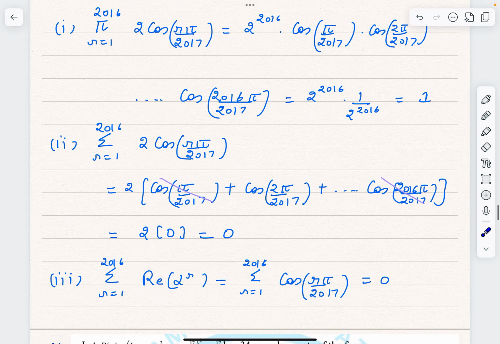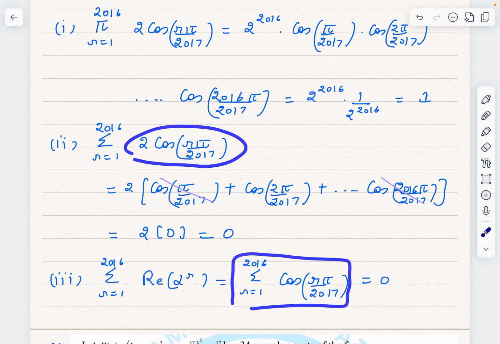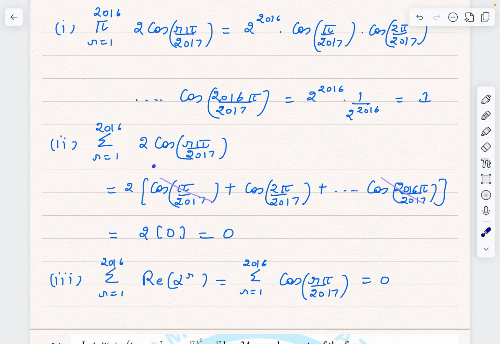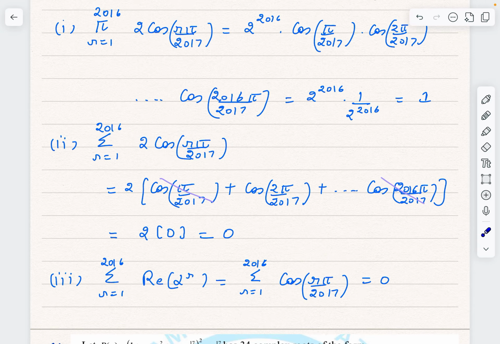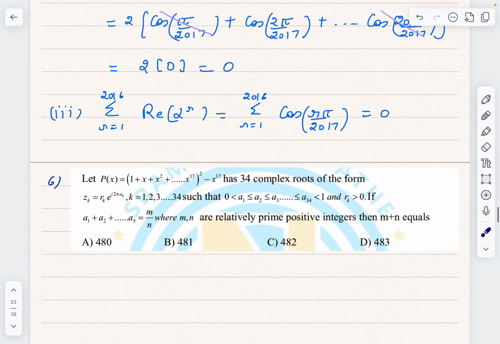In the third part, they're asking for the summation r from 1 to 2016 of the real part of alpha^r. So the real part of alpha^r will be the same as the previous one, but this 2 will not be there, just cos r pi by 2017. So the sum will still be 0 only. I hope it is clear, guys. Next.